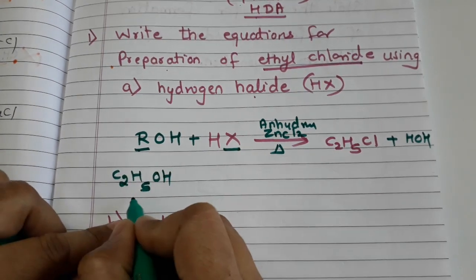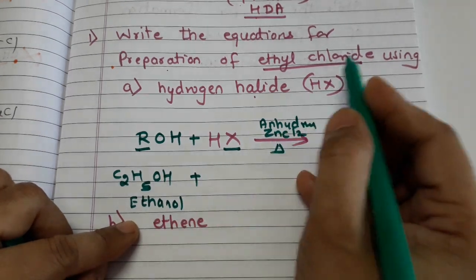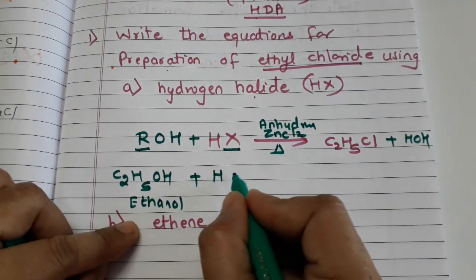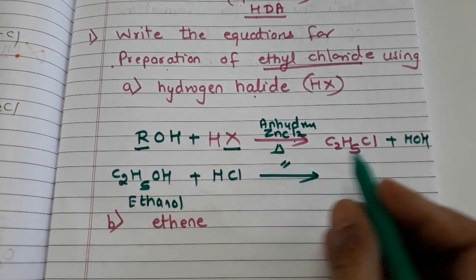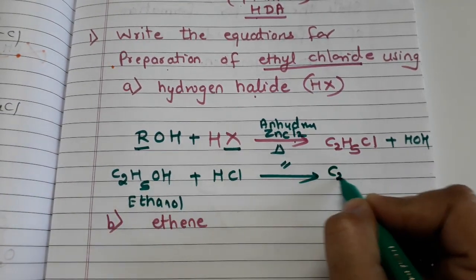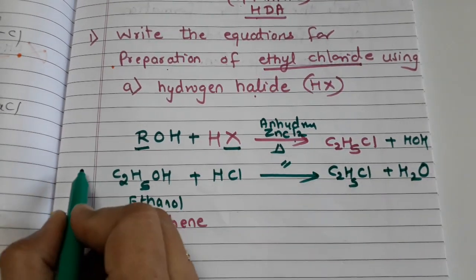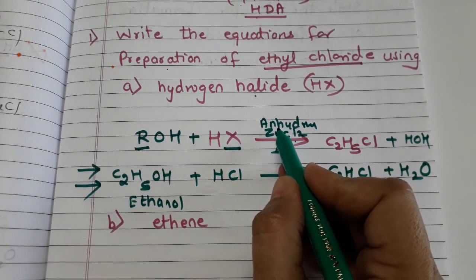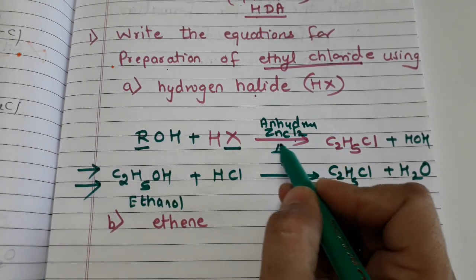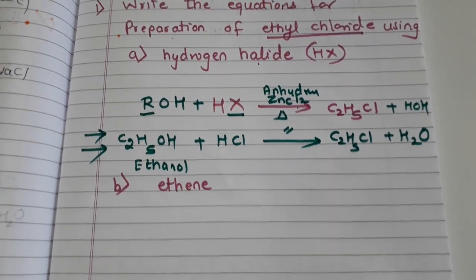C2H5OH, that is ethanol, plus, because they have asked for ethyl chloride, I will write hydrogen chloride in presence of anhydrous zinc chloride, and now I will be getting C2H5Cl plus water. So in the exam you are going to write this equation. Don't forget, you have to write this condition also, anhydrous zinc chloride on heating. Now let us move on to the next question.